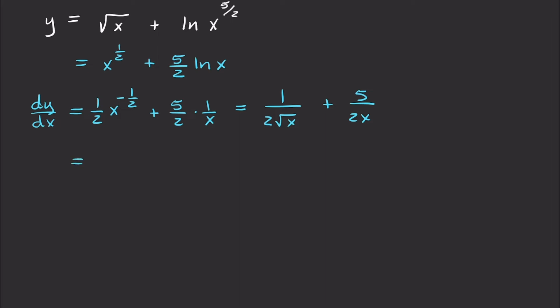And if I wanted, I could factor out a 1/2. And then I could multiply this first term times the square root of x over the square root of x, so just multiplying by 1. And that would give me a common denominator of x after I factor out my 1/2. So now I can combine these and write this as square root of x plus 5 all over 2x.